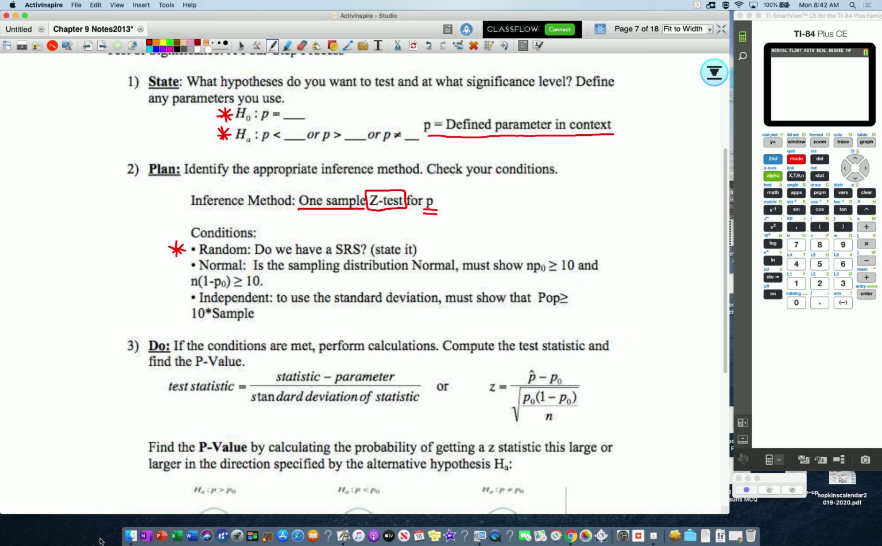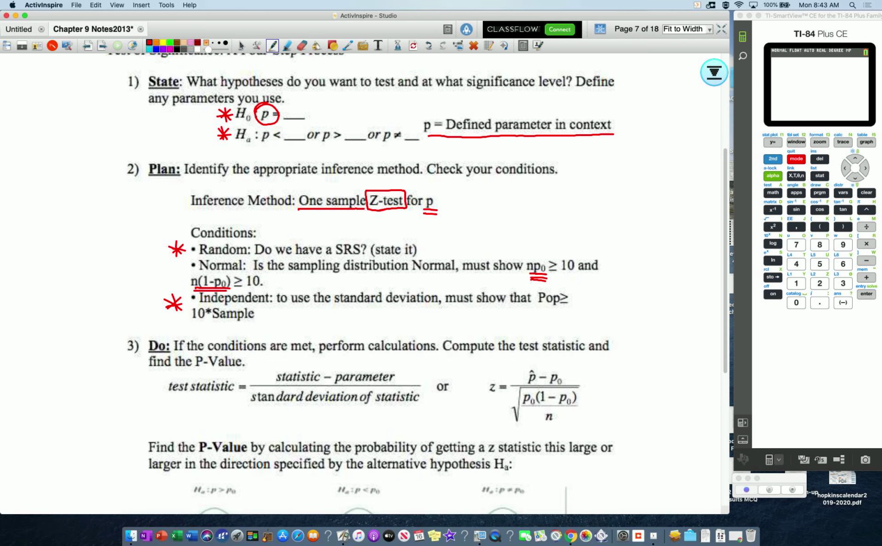Instead of saying n times p hat and n times 1 minus p hat, we're now assuming the null hypothesis is true. So whatever this value up here is, that's what you have to put here in your n times p and your n times 1 minus p. Hence why it's p sub 0, proportion of the null hypothesis. The independence piece, the standard deviation, is exactly the same. If you're sampling without replacement, you need to show that the population is greater than 10 times the sample.